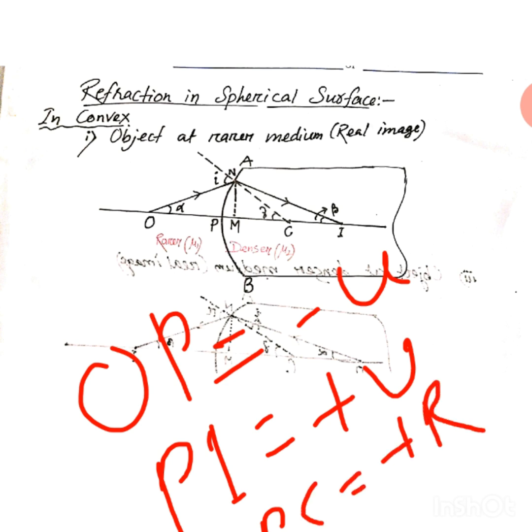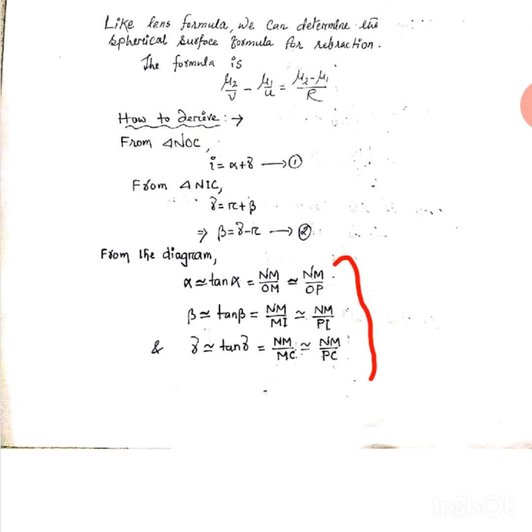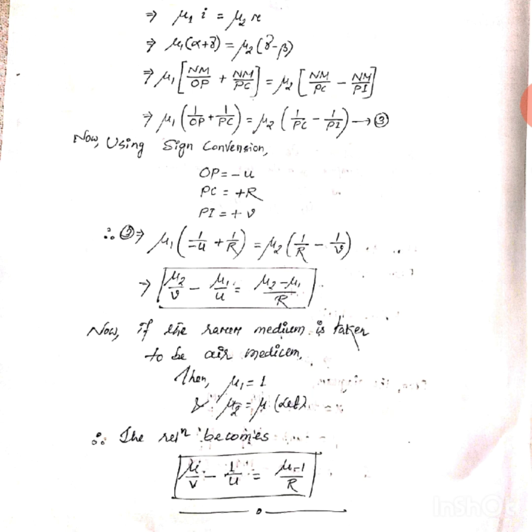R is the radius of curvature. C is on the right side. That's why, as the point C is towards the right, it will be plus. And we will get these values. You will see op is equal to minus u. Object distance is always negative. pc is the radius of curvature. pi is the image distance. Here image distance is positive because the image is towards the right.